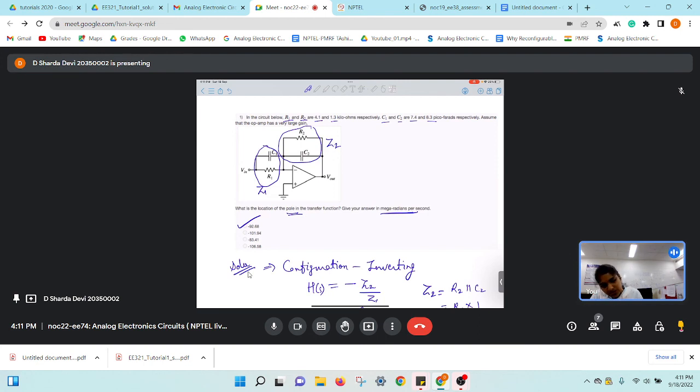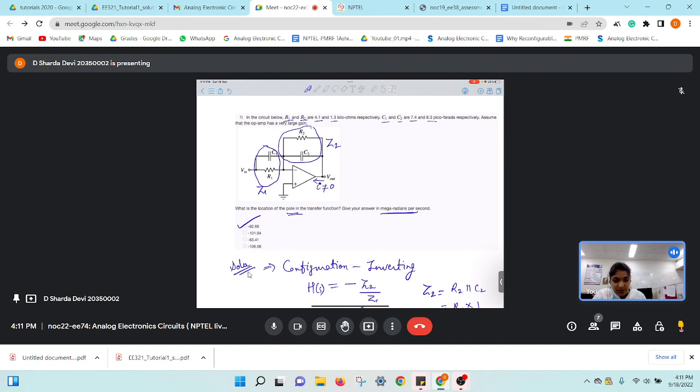What about this current I? It need not be 0. Yes, this need not be 0. Generally people think that current going into an op-amp is always 0, but the current going into an op-amp is 0 only through the input terminals, not through the output terminal. So that is also something we need to keep in mind.